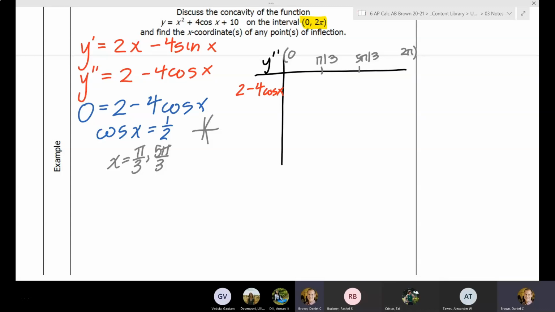So if I'm plugging this in, again, I can plug in endpoints when I do trig. So 0 for that first interval is pretty easy to plug in. 2 minus 4 times the cosine of 0. Cosine of 0 is 1, so 2 minus 4, that is negative.